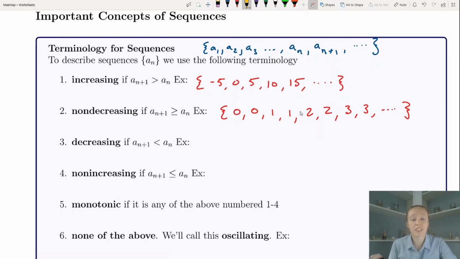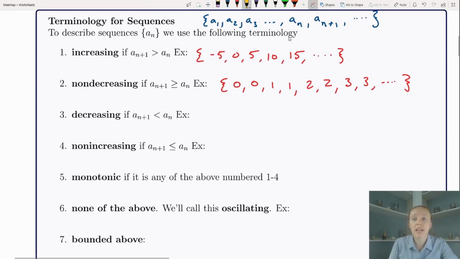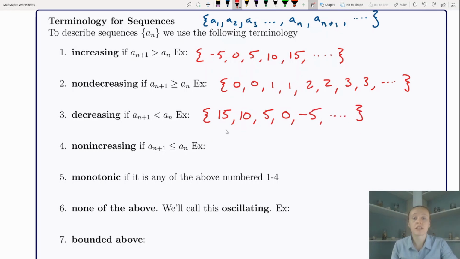So let's now move on to decreasing. And decreasing is exactly what it seems like. Each a sub n plus 1 is now going to be smaller than a sub n. So an example of this would be, well, let's just do the opposite of that increasing. I'm going to start at 15 and then go to 10 and then 5, 0 to -5. Next would be -10 and so on. You can see as my index increases, my value is smaller than that previous. So that's an example of decreasing.